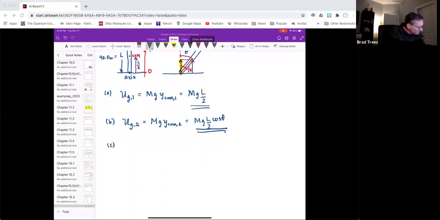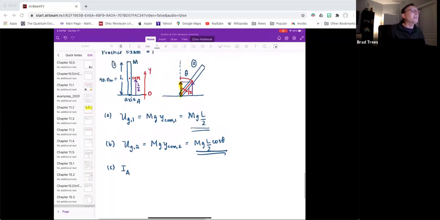Part C says, derive the symbolic expression for I sub A. The axis there is A, right there. That's the rotational inertia of the chimney about the axis A. It will be a symbolic answer in terms of M and L. Hint, never ignore a hint: the rotational axis does not pass through the center of mass, right?